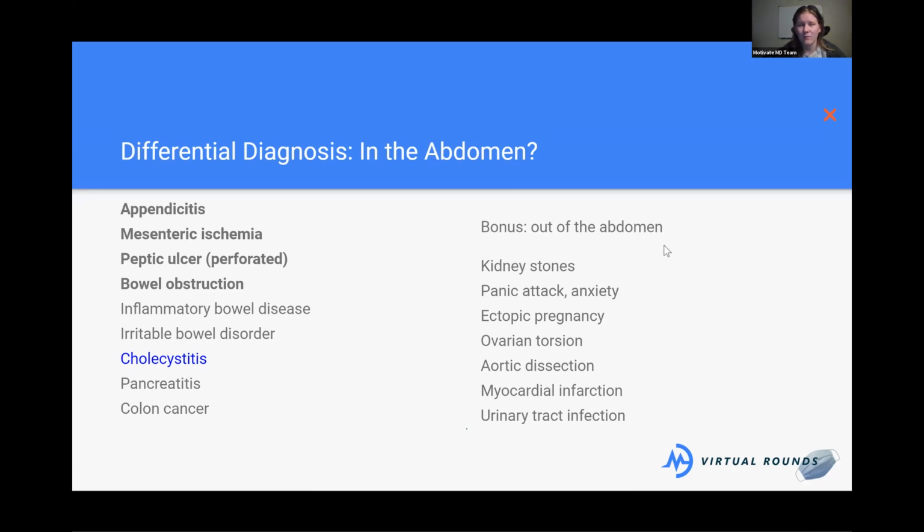You always want to think of what could also be outside of the abdomen causing these things. So we have a couple of pelvic etiologies: ectopic pregnancy, ovarian torsion, especially since our patient is female. You can have other sex-specific diagnoses in the pelvis that could cause abdominal pain. Somebody said kidney stones, I think. That's a great one. Panic attack and anxiety. These are just a couple of examples, again, but just to try to think broadly. So I think there's a couple of questions here.